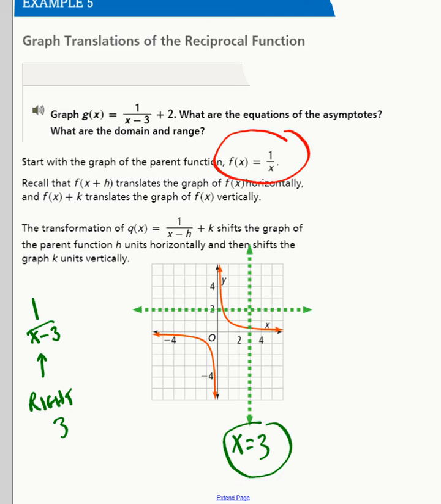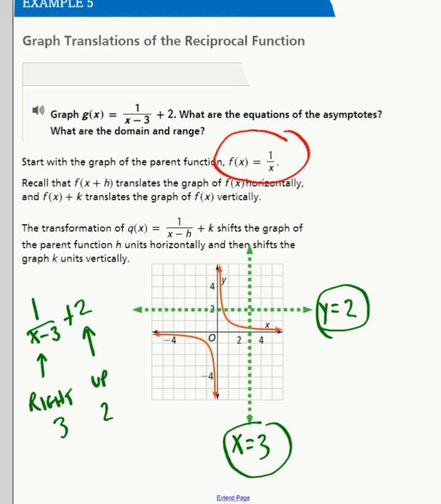And then we have our plus 2 on the end, and that's going to make the hyperbola slide up 2. So instead of having the line y equals 0 as the asymptote, it's y equals 2 because it slides up 2.